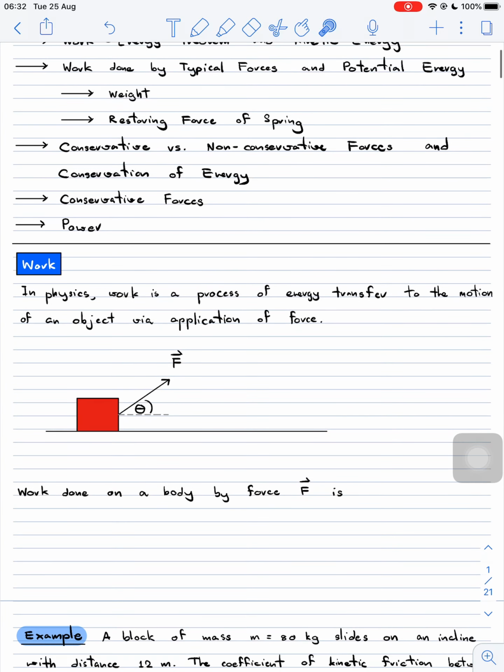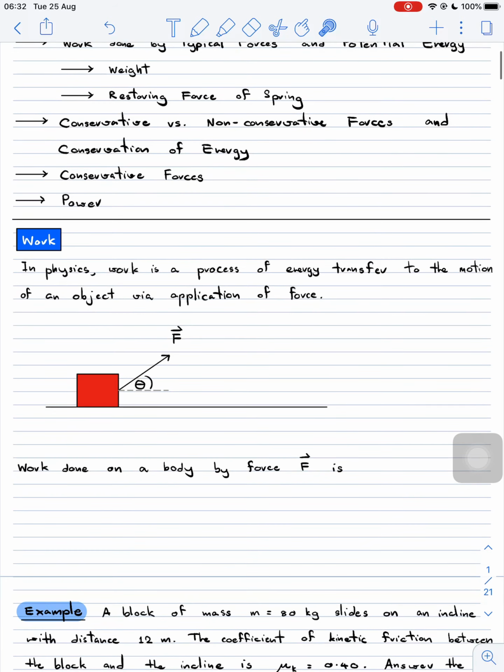So now, first of all, what is the work in physics? In physics, the work is a process of the energy transfer to the motion of an object via the application of the force. So in this case, the object can gain the energy or can lose the energy depending on the type of the force we are considering.